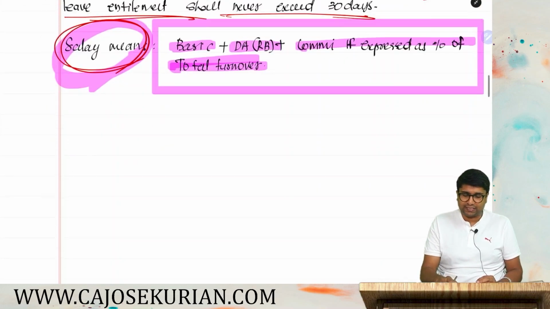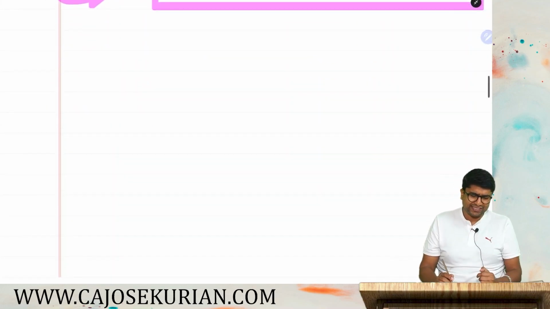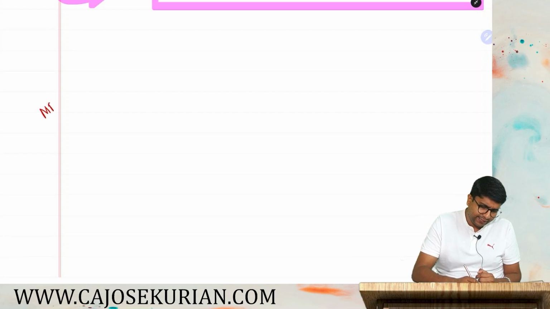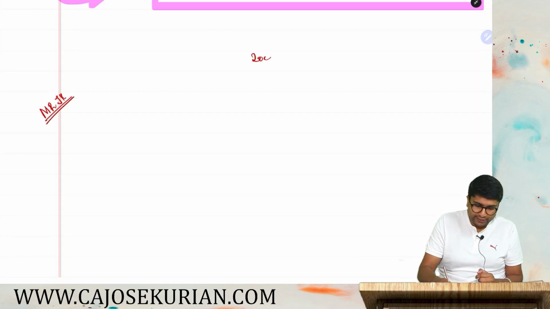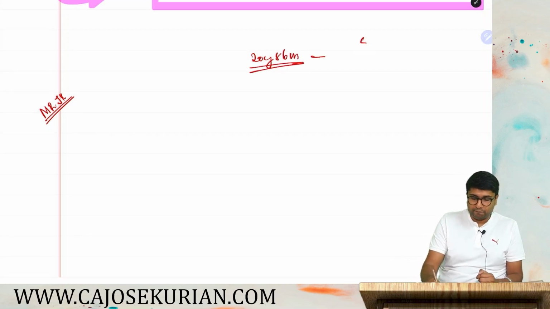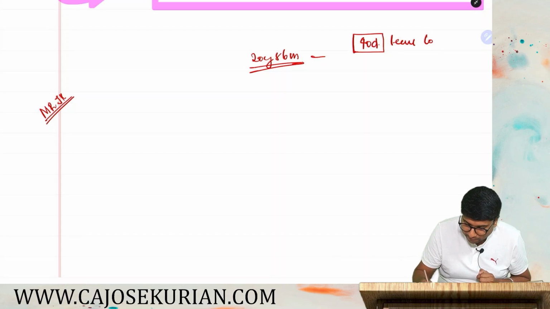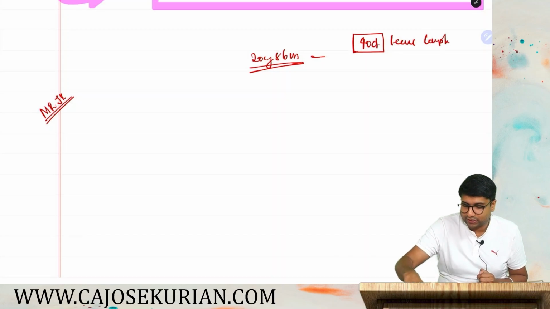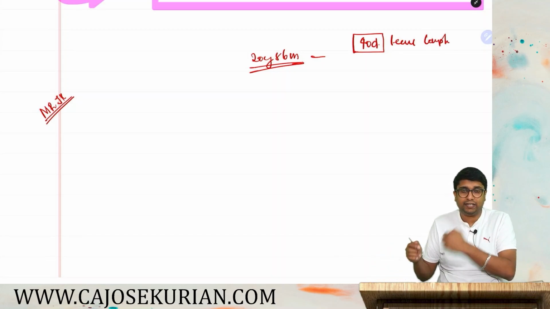So for a better understanding, I'll give you an example. Say for example, I am Mr. JK, I am working in a respective company, I worked for 20 years and 6 months. Worked for how many years? 20 years and 6 months. So according to my company rules, every completed year I'll get 40 days leave. 40 days leave for every completed year. This is what the company says.